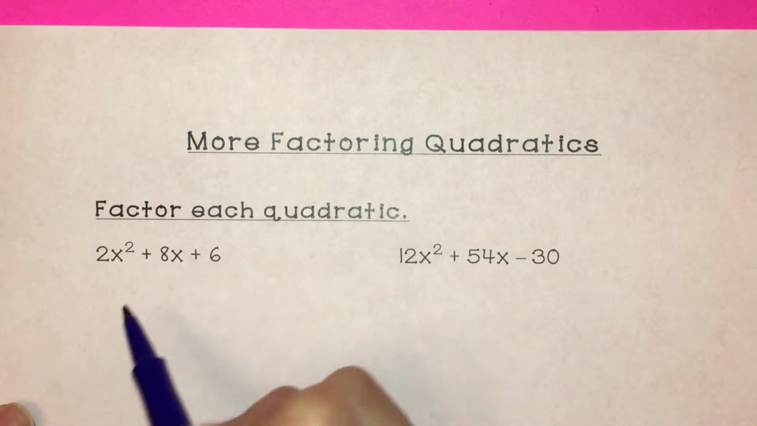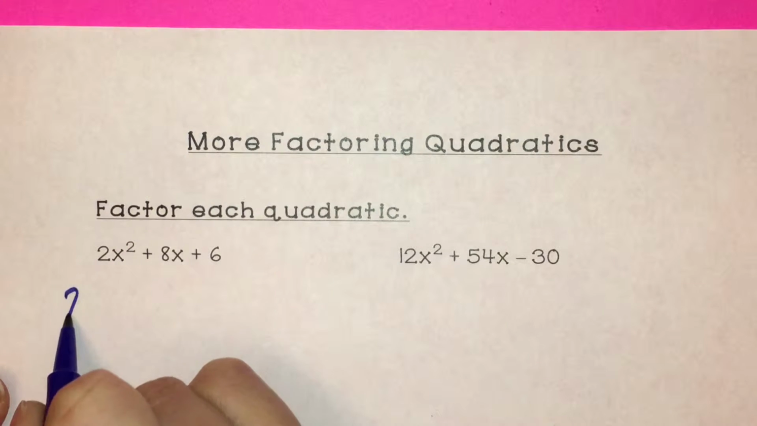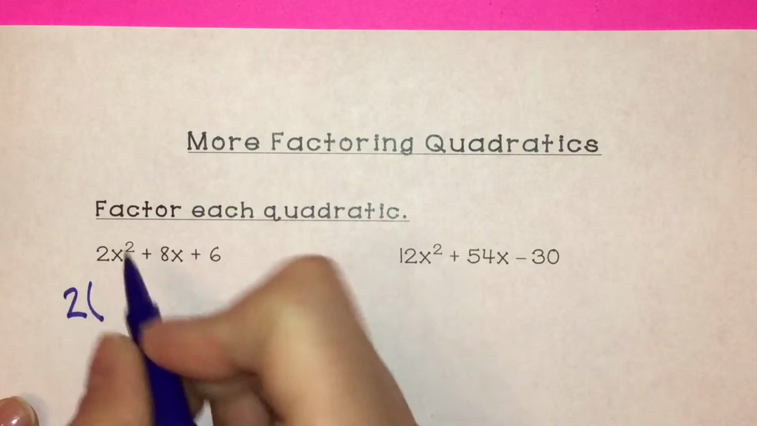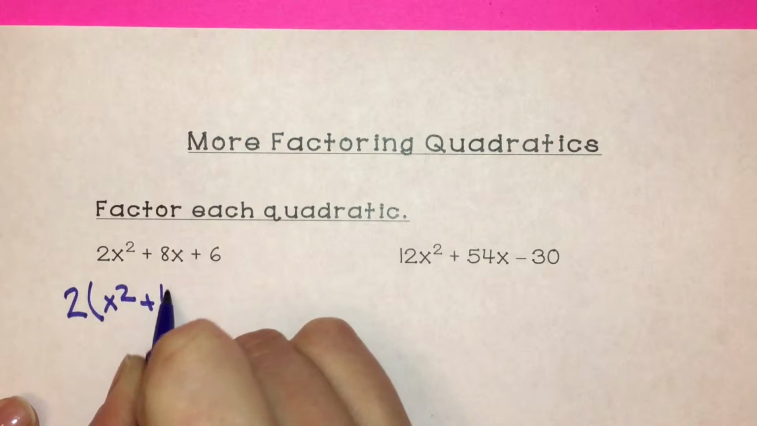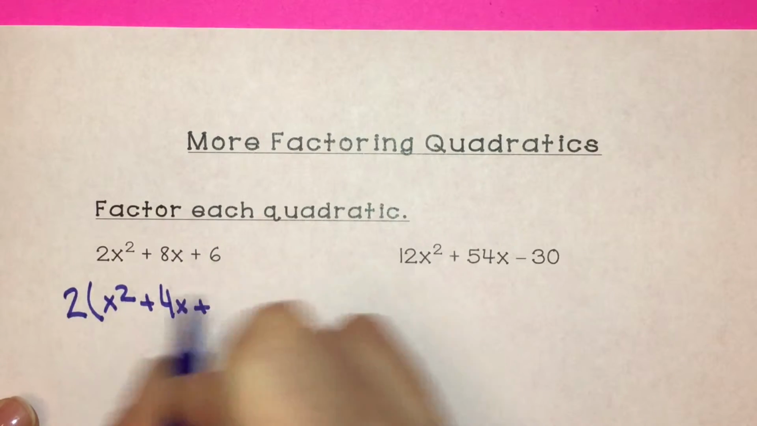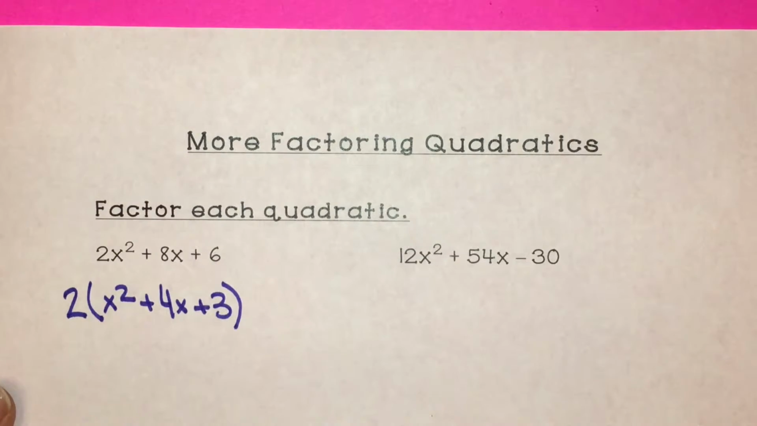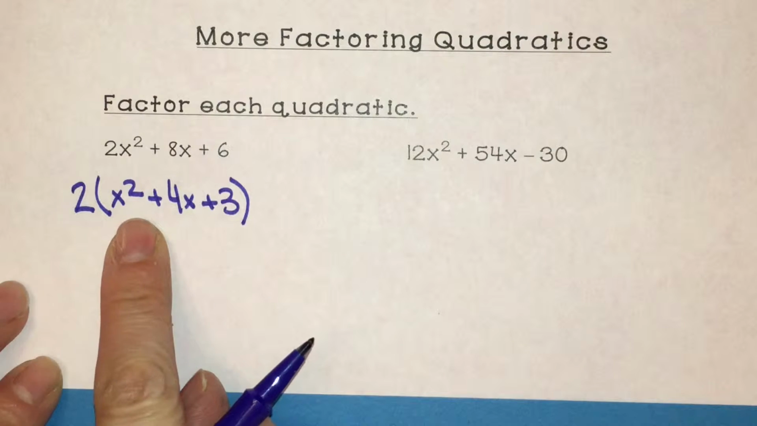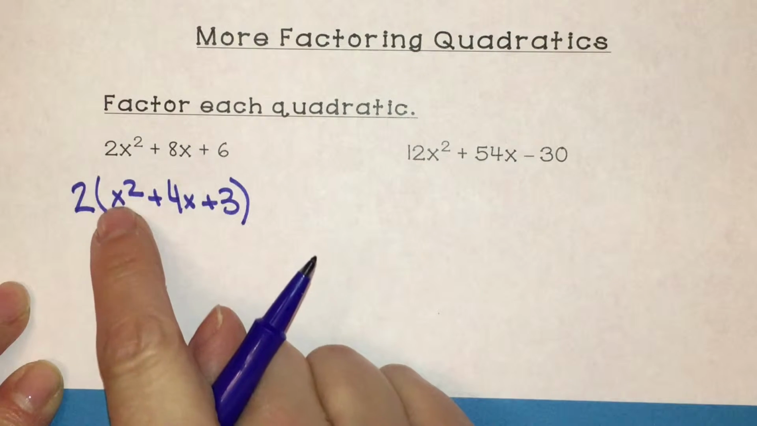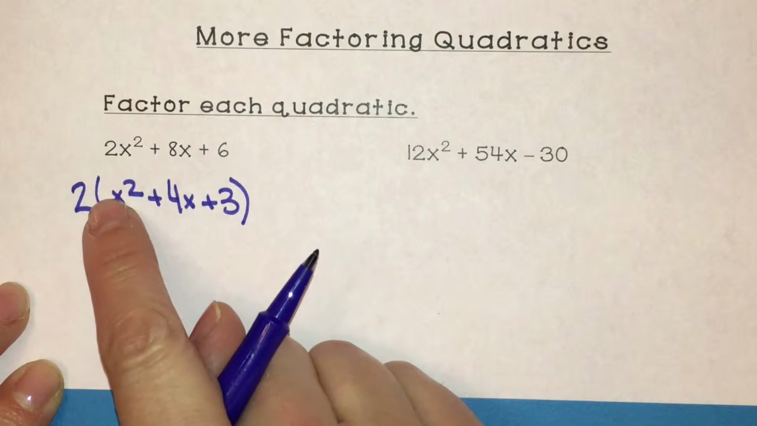I know those are all divisible by 2, so I'm going to factor a 2 out. 2x squared divided by 2 is x squared, plus 8x divided by 2 is 4x, plus 6 divided by 2 is 3. So from here, I'm going to factor what's inside. I know this is a simple kind because I just have x squared. It's not multiplied by a number.